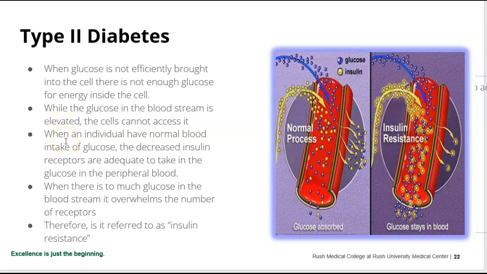When an individual has a normal intake of glucose, and there's normal blood glucose, then the decreased receptor is not really a big deal. There's an appropriate amount of glucose, and half the amount of receptors are bringing it in, and it's not sitting out here in the bloodstream causing trouble. But when there's too much glucose in the bloodstream, this overwhelms the number of receptors. And this is known as insulin resistance.